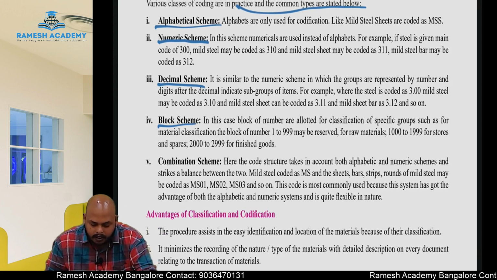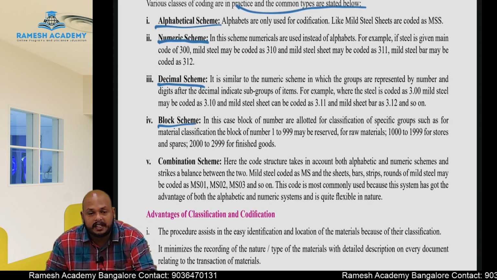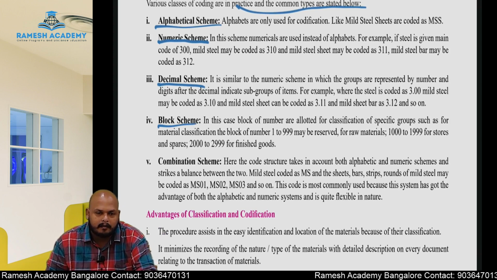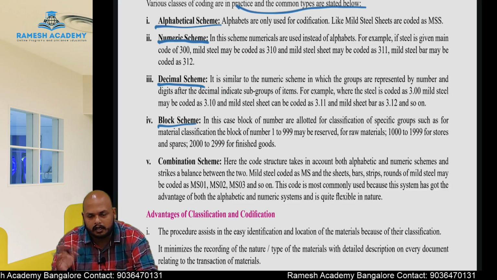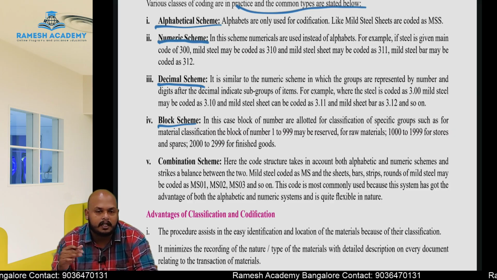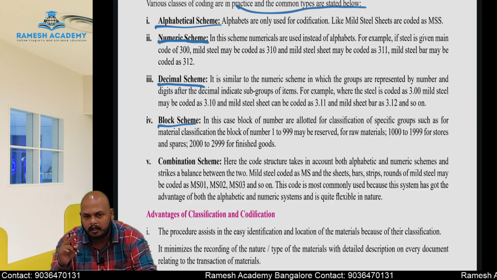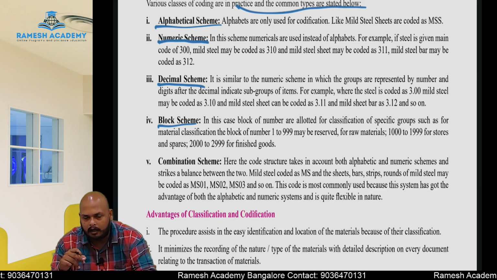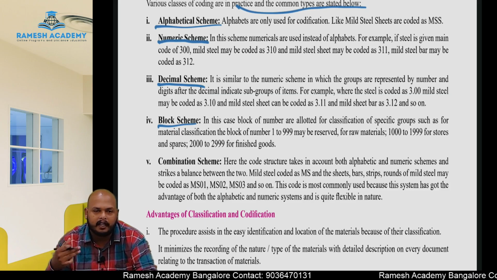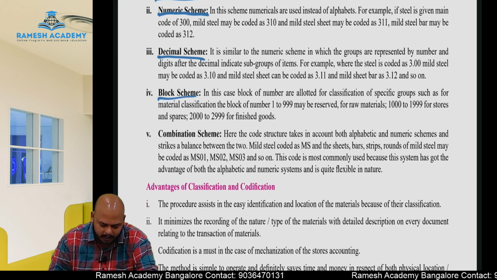There is a block scheme also. Block scheme is nothing but a series of numbers: 1 to 100, 100 to 200, 200 to 500, 500 to 1000. Like that is called a block scheme. Material number 1 is 100, material number 2 is 101, material number 3 is 102. Like that they keep on increasing the number. That is called a block scheme.